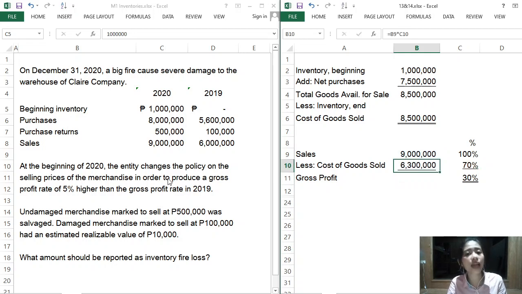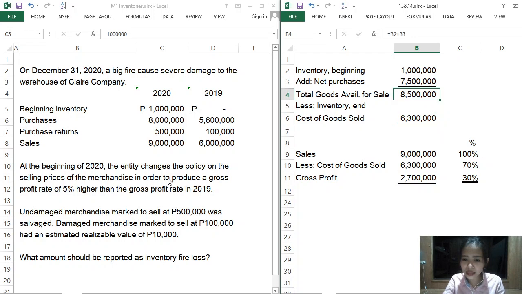70% of 9 million is the cost of goods sold and the 30% is 2.7, or pwede din using the formula sales minus cost of sales, ganun din, 2.7. So, we now have inventory end na how much? Pwede nating i-work back. I-work back natin, si cost of goods sold this time is 6.3.